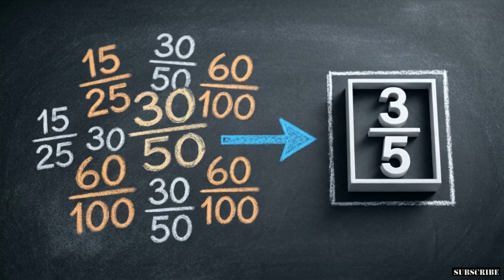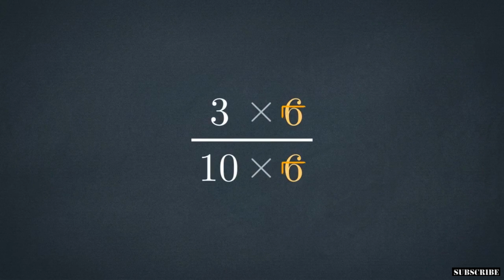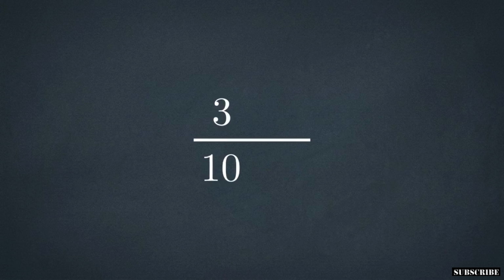Since a single fraction can be represented in infinite ways, mathematicians use a specific process to find its reduced form. We use a tool called the greatest common divisor, or GCD. This process identifies and removes the largest shared factor between the top and bottom numbers.